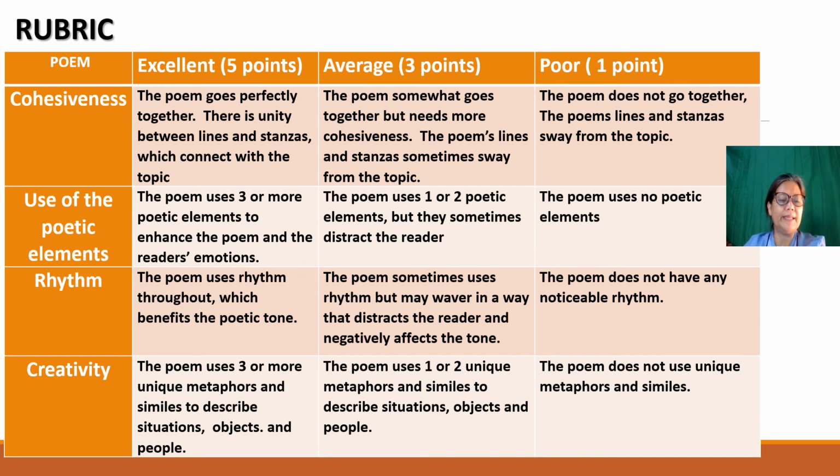And for the creativity, you are excellent if the poem uses 3 or more unique metaphors and similes to describe situations, objects, and people. You are average if the poem uses 1 or 2 unique metaphors and similes to describe situations, objects, and people. And poor if the poem does not use unique metaphors and similes.